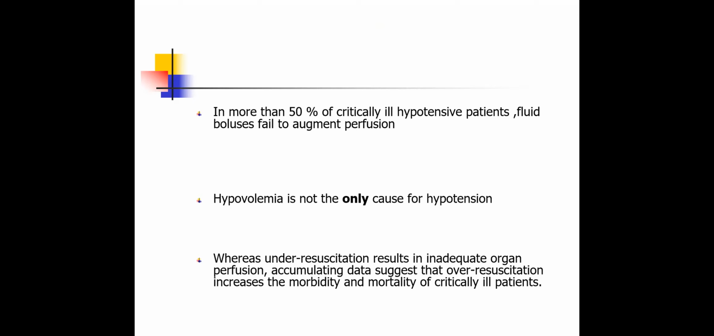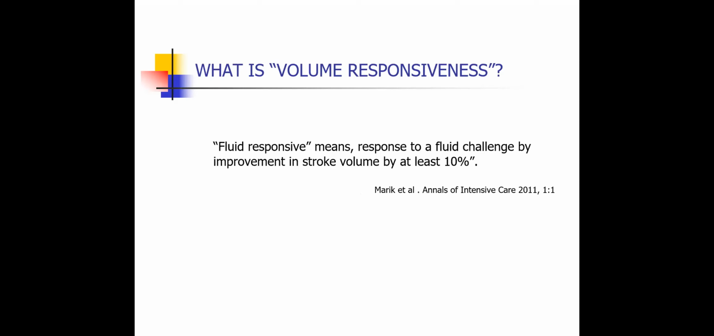In more than 50% of critically ill hypotensive patients, fluid boluses usually fail to augment perfusion. Hypovolemia is not the only cause of hypotension, whereas under-resuscitation results in inadequate organ perfusion. Accumulating data suggests that over-resuscitation increases the morbidity and mortality of critically ill patients, and we will see in our next few slides how. So how do we define volume responsiveness?